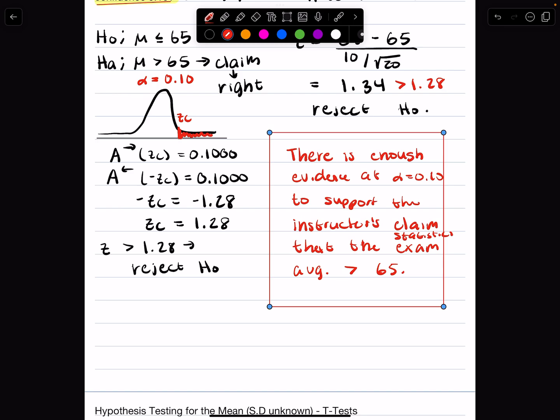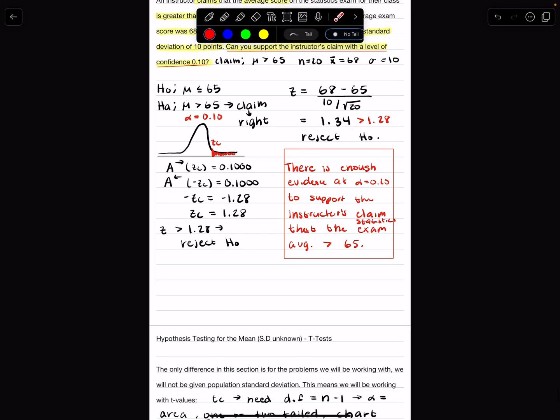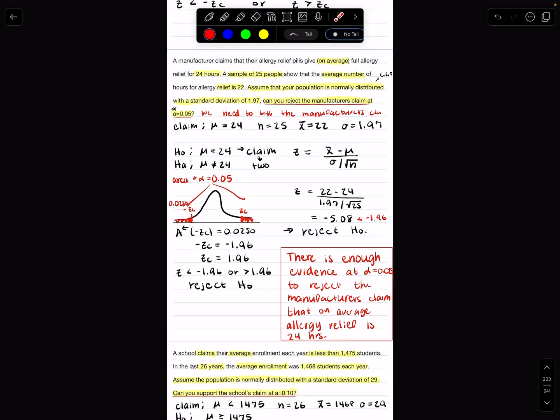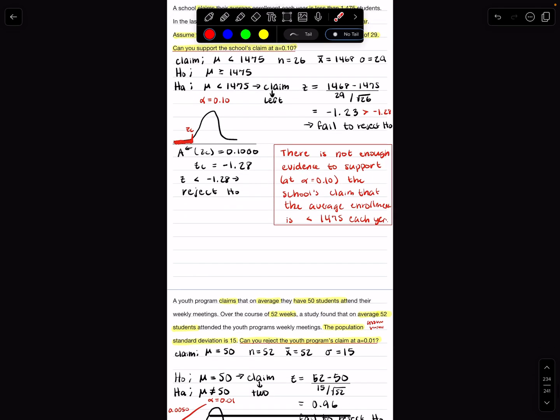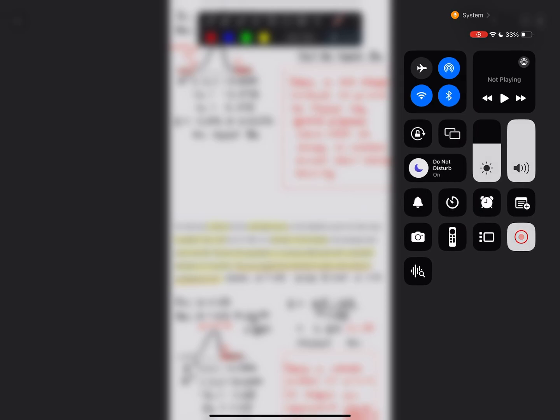That's our answer to this problem. It asks, can you support it? Yeah, we can. In fact, we have this data that says there's enough evidence at this level of significance to support the instructor's claim. So that is all. Those are our three different options. So go back, read through those, notice those three different options, notice the wording. In the next lecture video, we're going to do the exact same thing with one little tweak. So go ahead and move on to our next set of lecture videos.